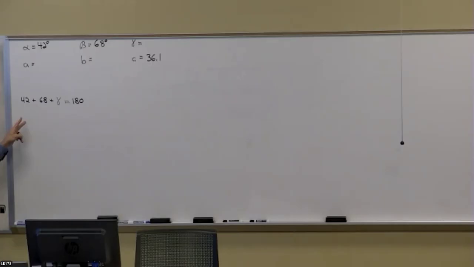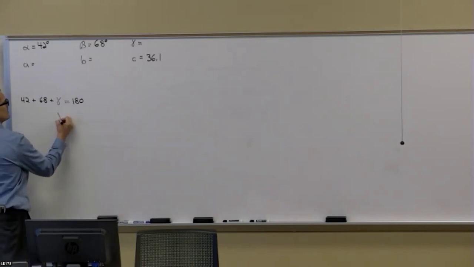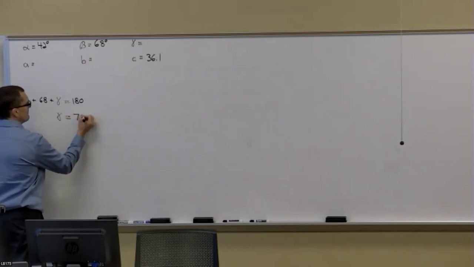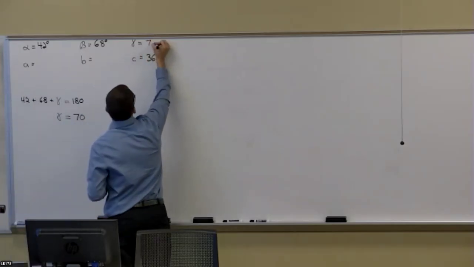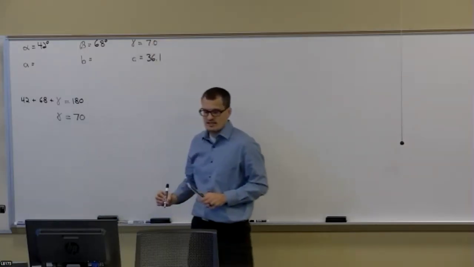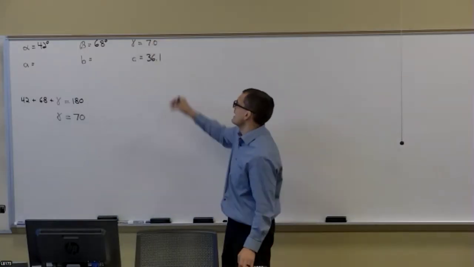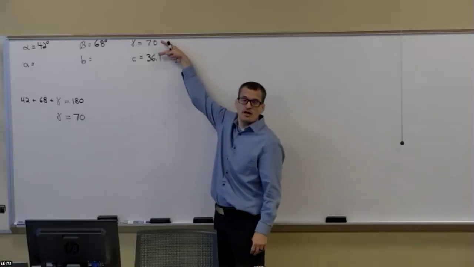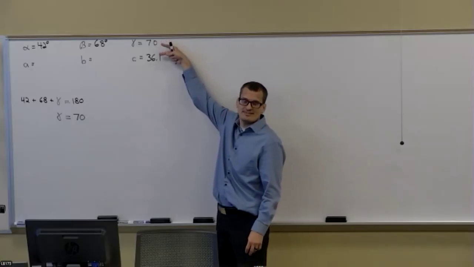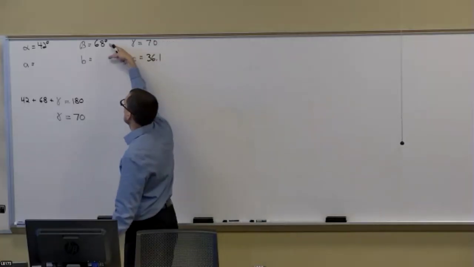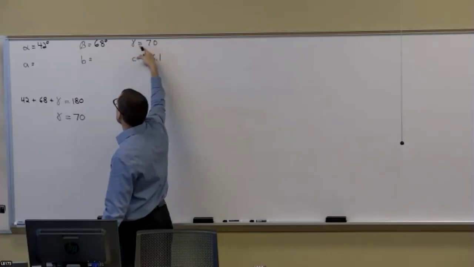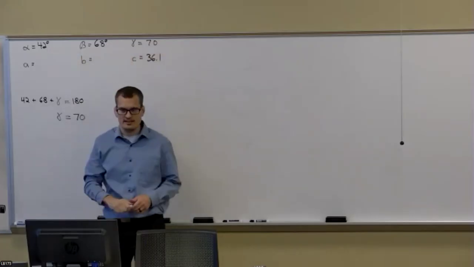If I'm given two angles, that's like giving all three angles to me, right? Because we can say the three angles add up to 180. So gamma has to be 70 when you do the calculations. Now, essentially, I have one of the ratios, the one that involves gamma and C, sine of gamma over C. And I can use that ratio to find the B, and then use that ratio to find the A.